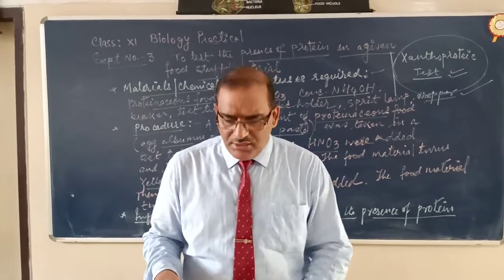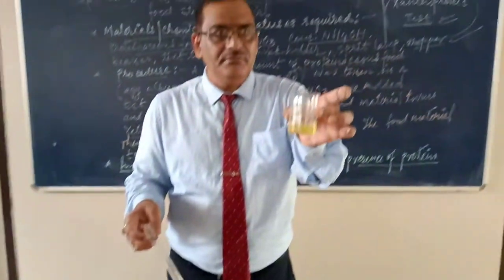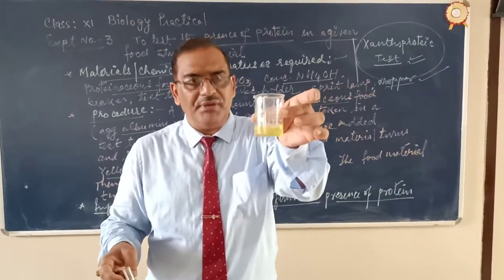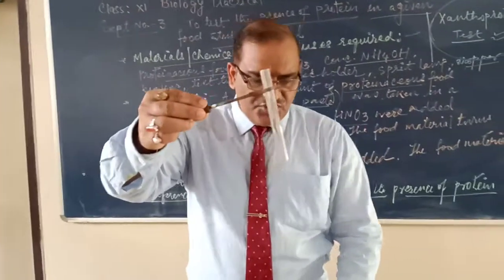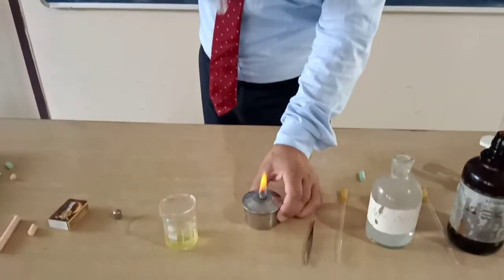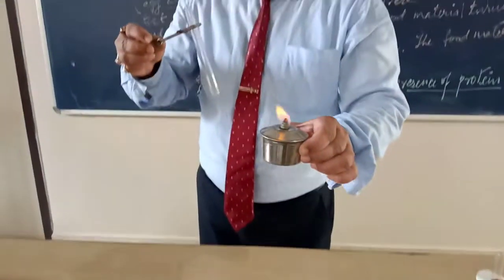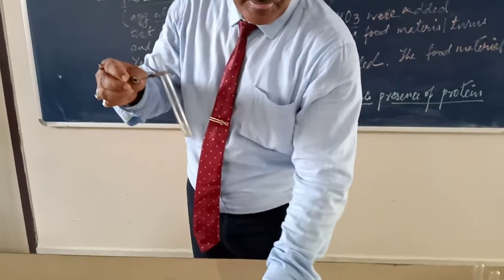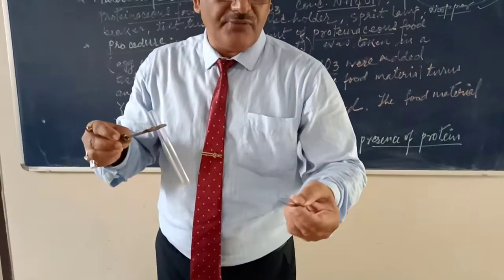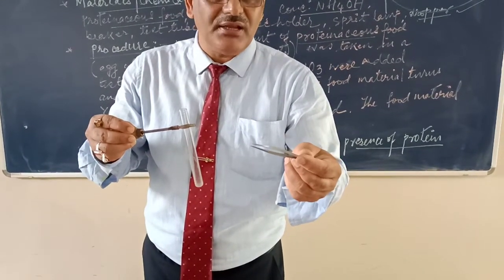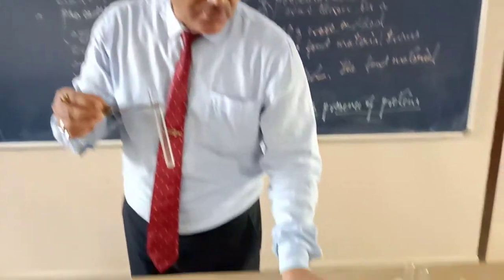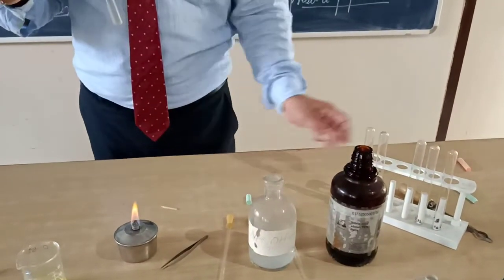Materials required: I have taken the egg albumin. You can see this is egg albumin. Test tube and test tube holder I have taken. This is a spirit lamp; a spirit lamp is required. Forceps are required to break the shell of the egg. We need the chemicals. This is the test tube stand.